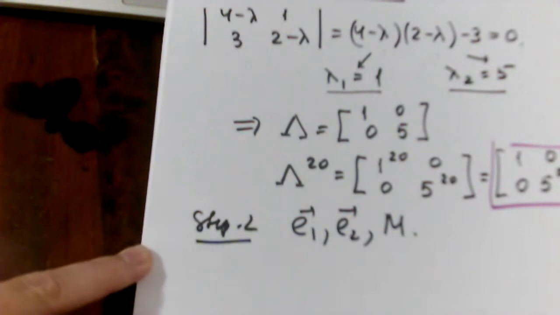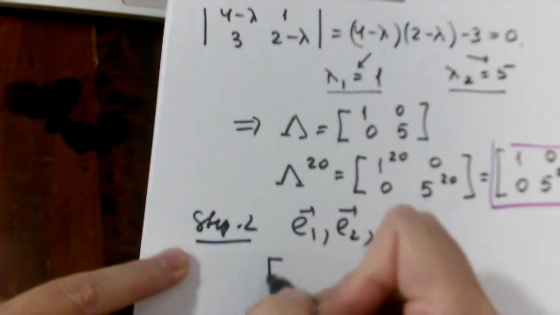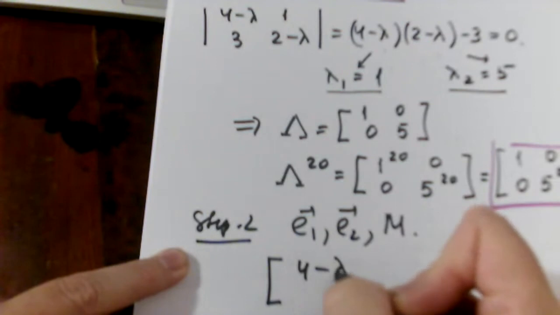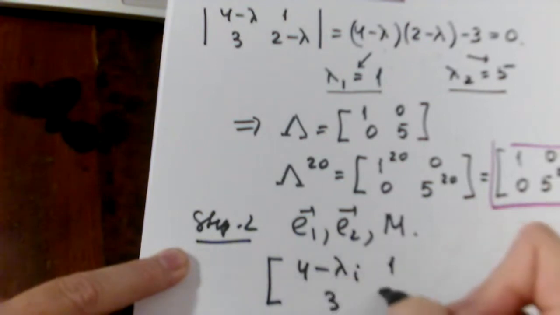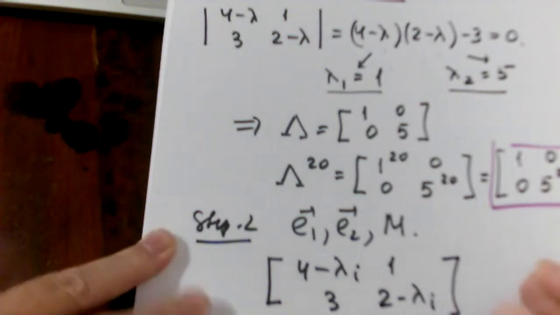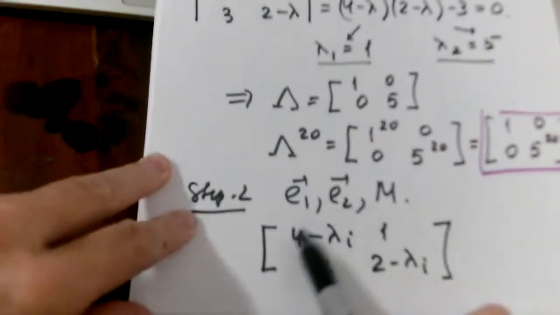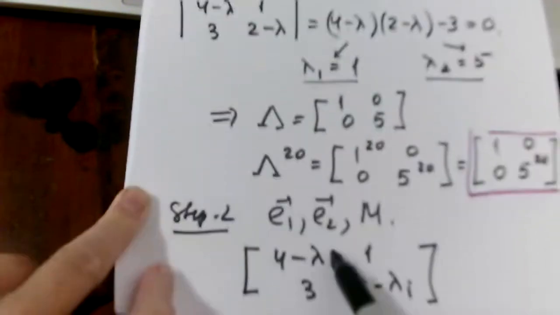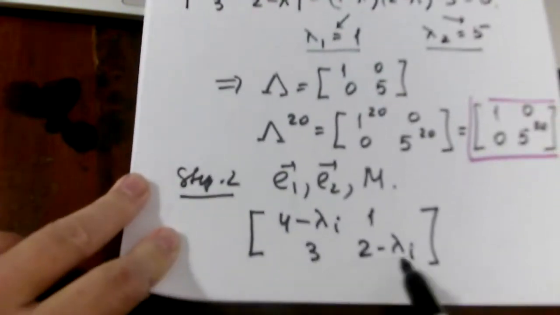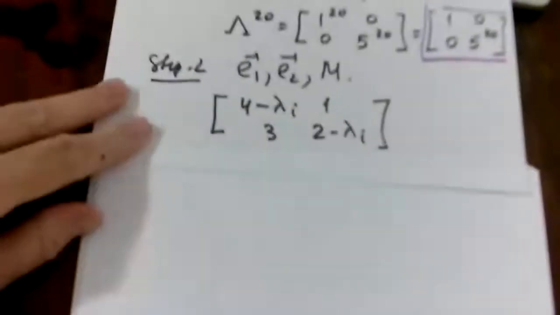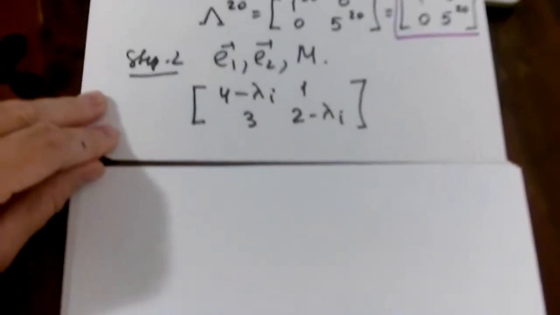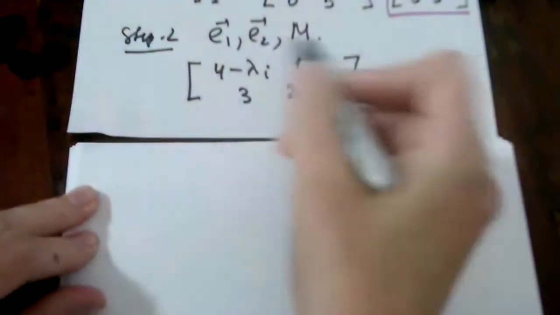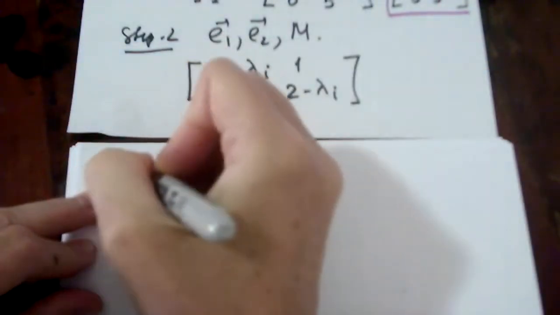So let's start with the first one. As always, we need to write down this matrix: 4 minus lambda_i, 1, 3, 2 minus lambda_i. This is the matrix which we are going to use. How did I obtain this matrix? I just copied it from here and put lambda_i as a subscript. Okay, but I'm running out of page. Unfortunately, I need to adjust something so I want this to still be in the field of view. It looks pretty nice. Now we will go over this matrix one by one.